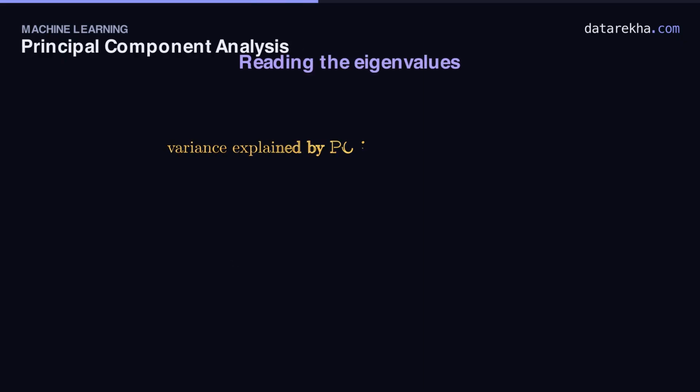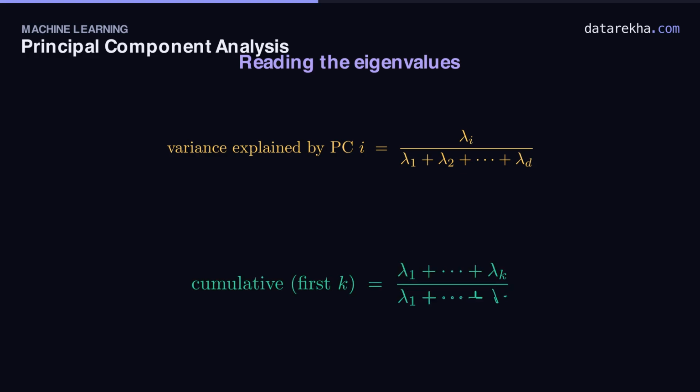The eigenvalues do more than rank the axes. They tell you the price of dropping each one. The fraction of variance a component explains is simply its eigenvalue divided by the sum of all of them. Add those fractions up as you include more components, and you get the cumulative variance explained, because the total of the eigenvalues is exactly the total variance in the data. These fractions always run between 0 and 1.